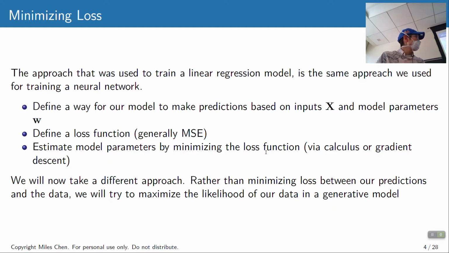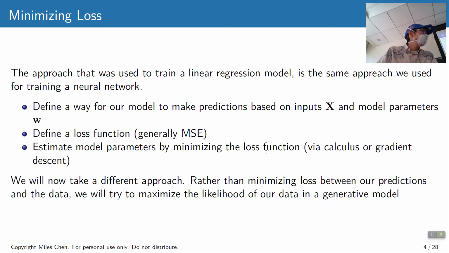What we're going to do today is a different approach. We are going to maximize the likelihood. We're going to change our objective function to be a likelihood function, and ask what values of W will maximize the likelihood.